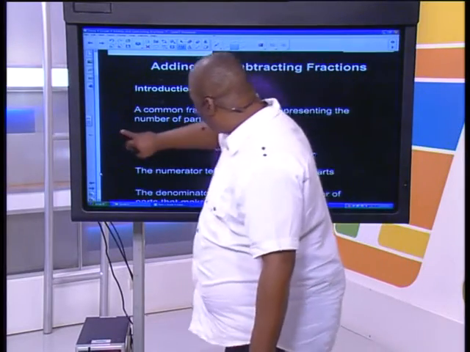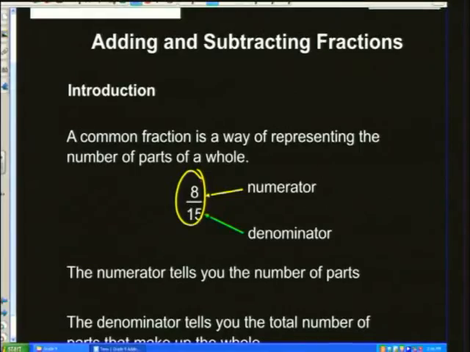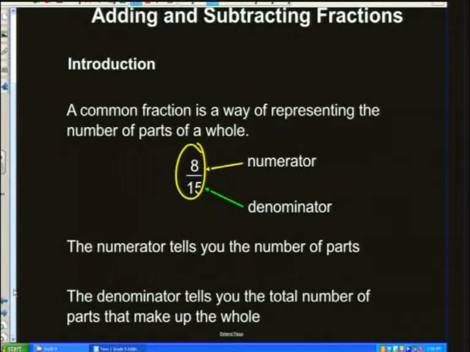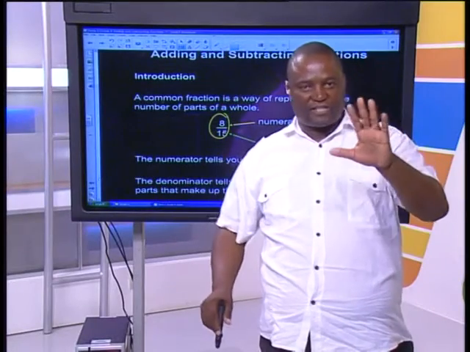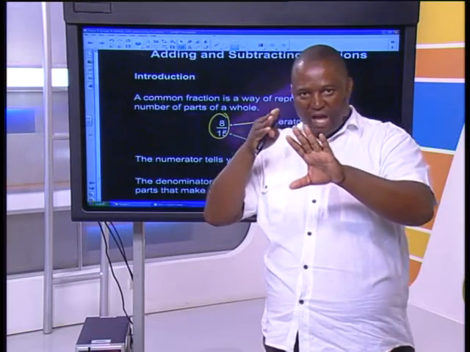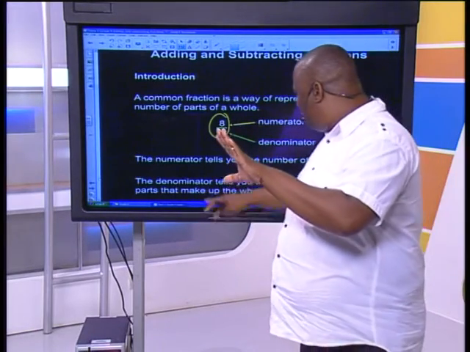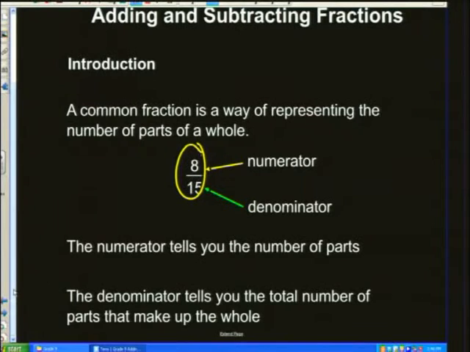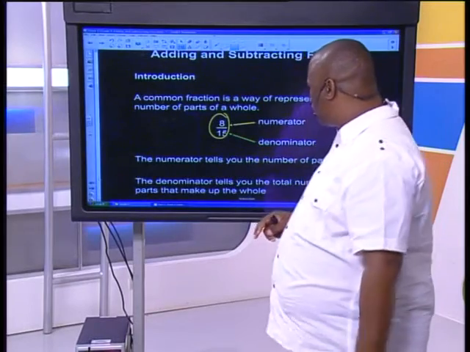activities. Now your denominator tells you the total number of parts that make up the whole. Like the example I gave you, you got 5 activities, so 5 makes a denominator, because it tells you the total number that makes up the whole. Your whole is 5 activities, and 5 is your denominator.